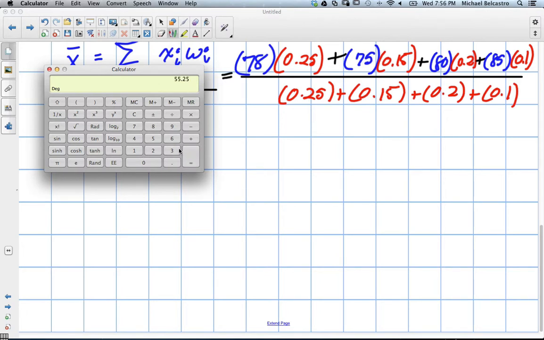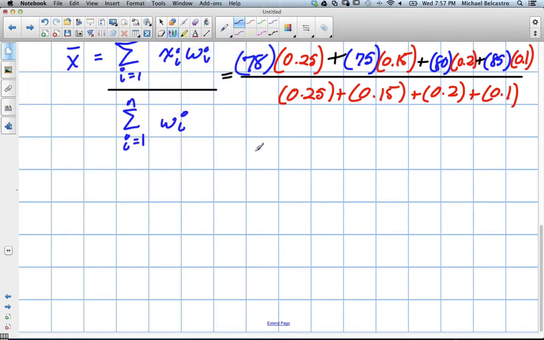So I think the number on top is 55.25. Is that what you got? Okay, good. Mine's a bit older than this one. So 55.25. And on the bottom, we could probably actually do this ourselves. 25 and 15 is going to give us 40.